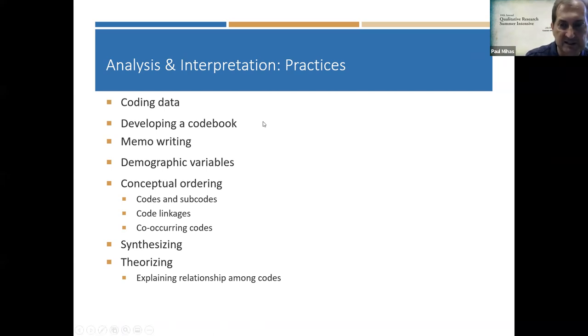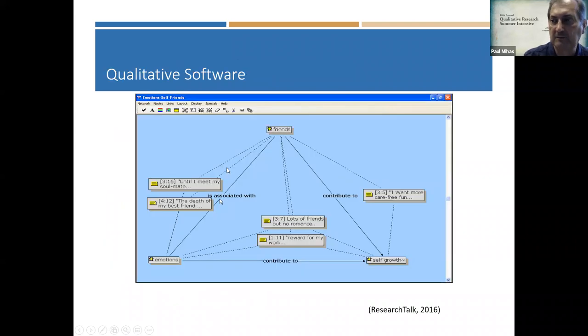These are just some ideas regarding getting more into the weeds. We do have a couple chapters in the book that address software. And this is an example of a diagram in a program called Atlas TI. This is just showing how quotations are linked to each other. I'm sorry, not just quotations, but how codes are linked to each other. And we have a few examples here of quotes.